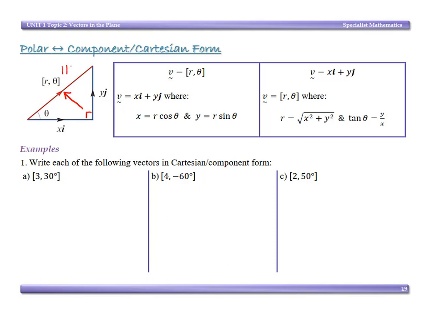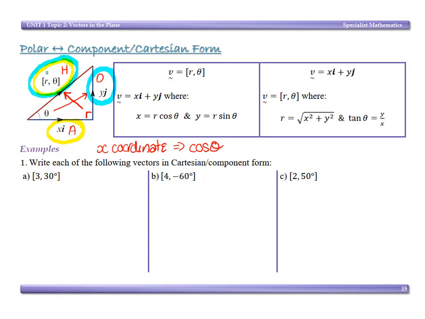so my hypotenuse, my opposite, and my adjacent. So when I'm dealing with my x component, that's my adjacent, I'll have my magnitude, so that's my hypotenuse, so that's AH. So my x coordinate is cos theta. When I'm looking at my y component, that's my opposite. Again, I'll have my magnitude. So for my y component, I'm looking at sine theta.